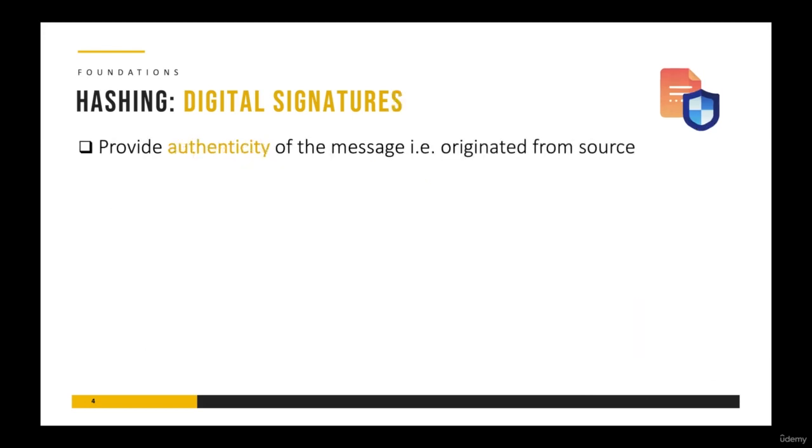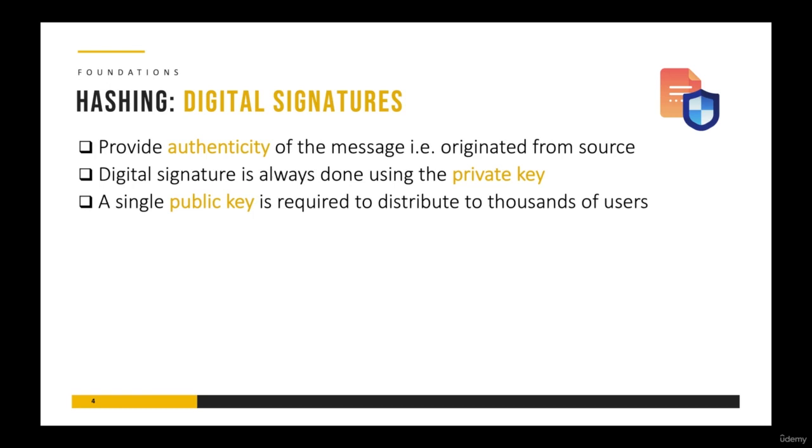Just like their counterparts, digital signatures provide authenticity. What it means is that if someone digitally signs a document or data, then they're giving assurance that this data or this file is in fact coming from them. A digital signature is always done using the private key, and the corresponding public key is distributed to thousands of users. So we are again leveraging the concepts of public key cryptography, in which you sign or encrypt using your private key, and then you distribute your public key to the public at large, and they can decrypt your message using your public key.